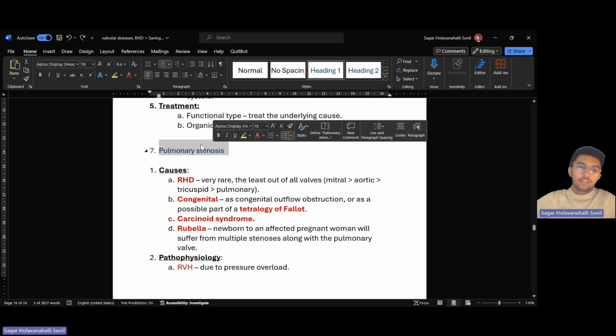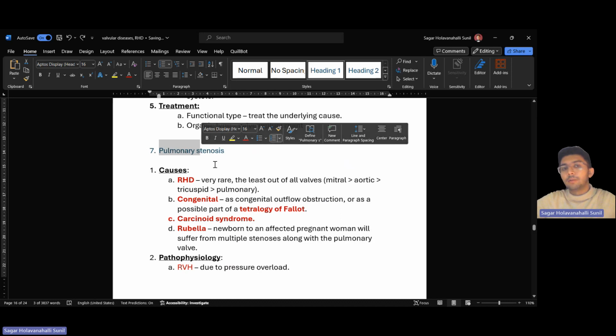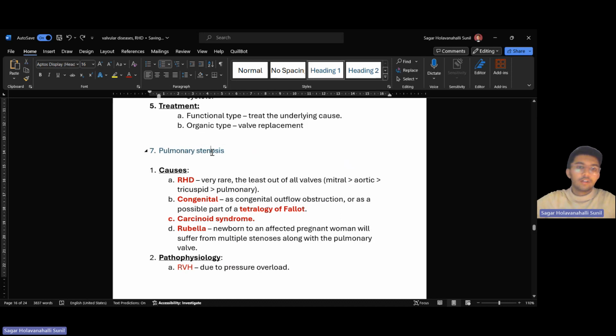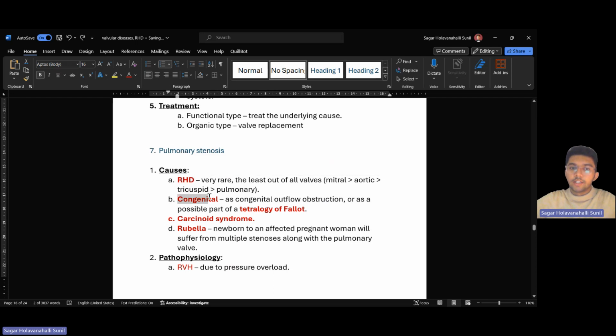Now, pulmonary stenosis. This is present between the right ventricle and the pulmonary artery. The causes of this could again be inflammatory. It could be congenital, and when I talk about congenital, just talk about tetralogy of Fallot, carcinoid as usual, and rubella. Apparently, rubella causes pulmonary stenosis as well.